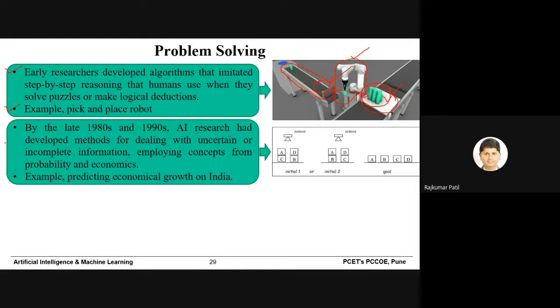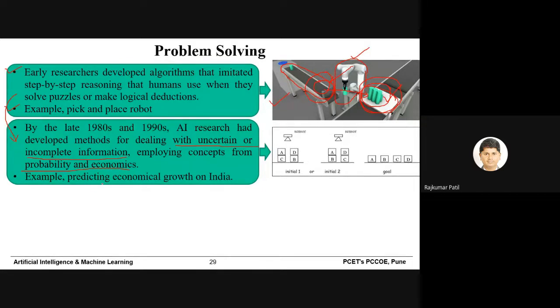Then in the 1980s and 1990s, AI research developed methods for dealing with uncertain or incomplete information. In the previous example, everything is known to us. From where the component is to be picked, we know. Where the component is to be placed is also known. But if there is a situation where uncertainty is there or information is not complete, then in that case we apply the laws of probability and economics to carry out the task. So this is the extended version of simple step-by-step reasoning.